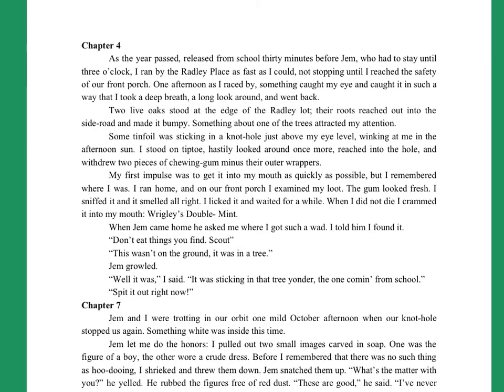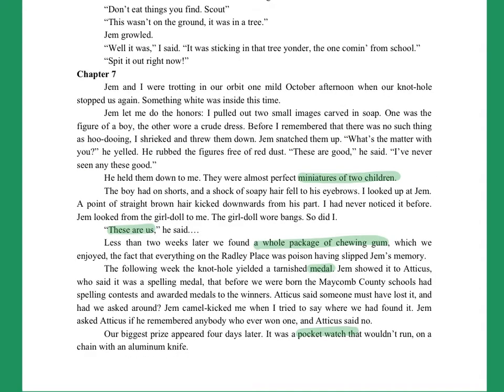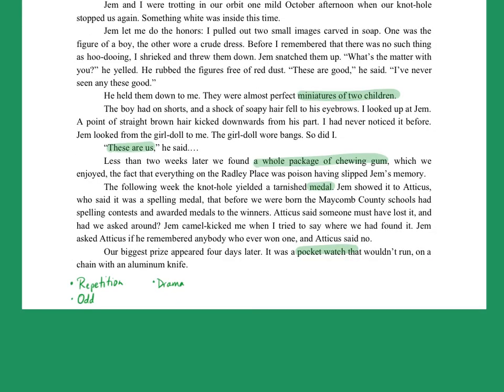Here's another example. These are examples of Jem and Scout finding objects in the tree on the Radley's property. In the first one, Scout finds some gum, and in the second, they find two soap miniatures of children, and they realize that they're meant to be themselves, Jem and Scout, and they find chewing gum, a medal, and a pocket watch. So this example has pretty much all three.